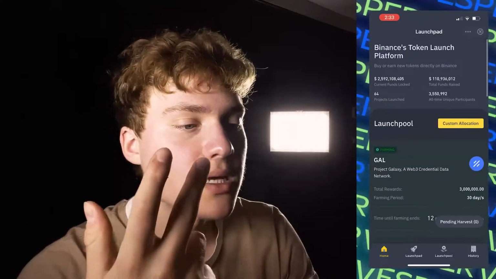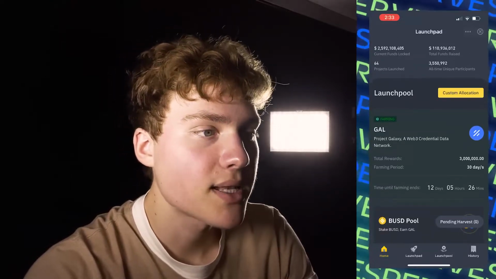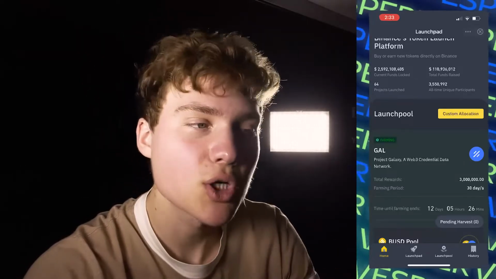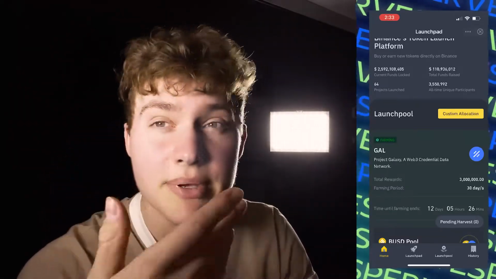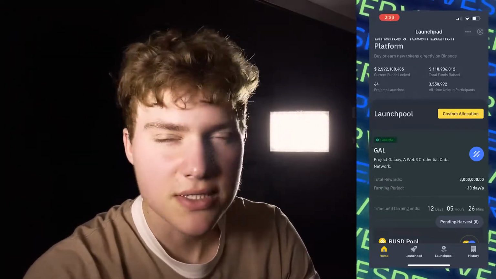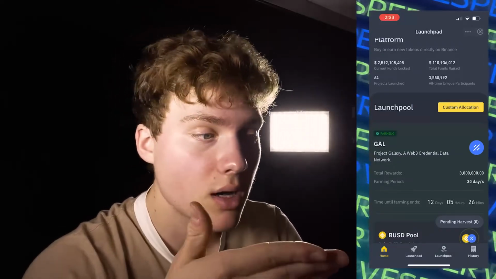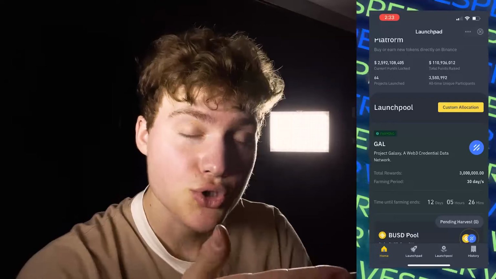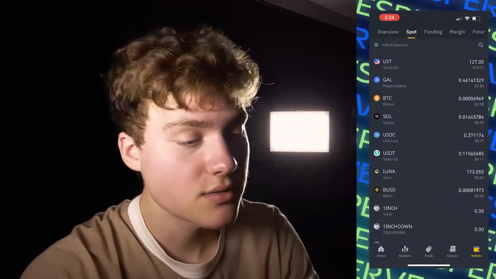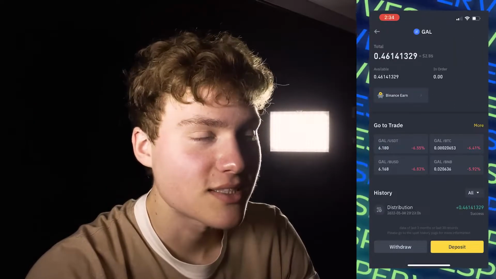And if you scroll up, you can see that the most recent one was GAL, or Project Galaxy. And how you would participate, you would just stake a currency that is a token native to the platform. So if it is Binance, you stake BNB. And if you stake, it means that you take these BNB and freeze them for a while, for a month. The more BNB you stake, the more tokens of this project being launched you will get. And I staked like 5 BNB, which is $1,500. And all I got was 0.4 worth of GAL, so it's really little.